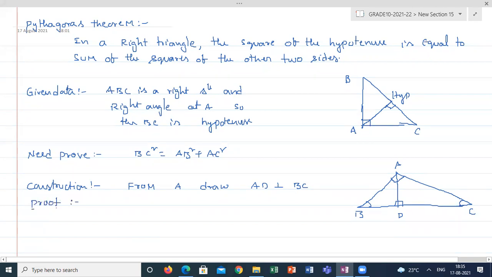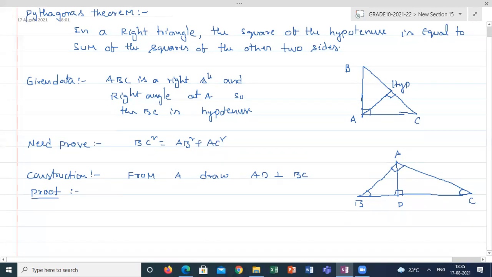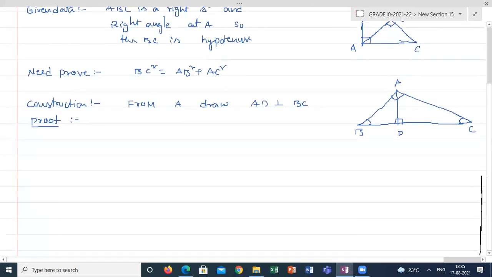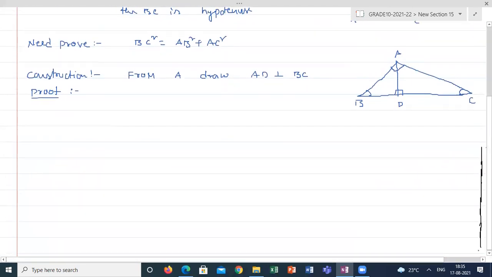The proof is very simple because of so many theorems we have done. From those theorems only we are going to bring the concept of this one. I want to prove BC square. How can I bring the square of the BC? That is very much important here. The squares and concept are all very easy.